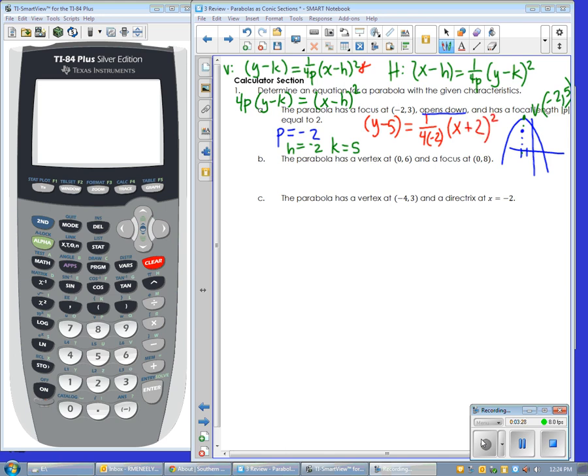The only other thing you really want to do is just adjust that coefficient. Remember, the coefficient is the number in front. So my equation becomes y minus 5 is equal to -1/8 times x plus 2, the quantity squared.